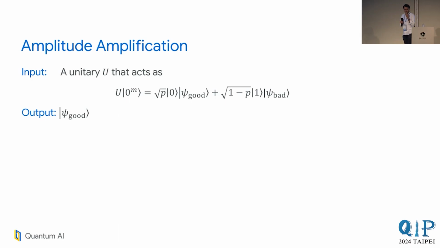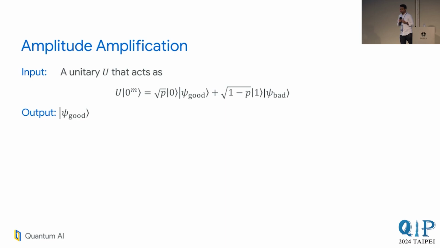Okay, let me tell you about amplitude amplification. Super useful primitive. Comes up all over the place. What's going on? You have some unitary U. You act on some initial state, let's say the all zero state, and you get a superposition of two states that are flagged by a qubit. The first qubit tells you whether it's the good state, the state you want, or the bad state, the state you don't want. The good state has amplitude root p.